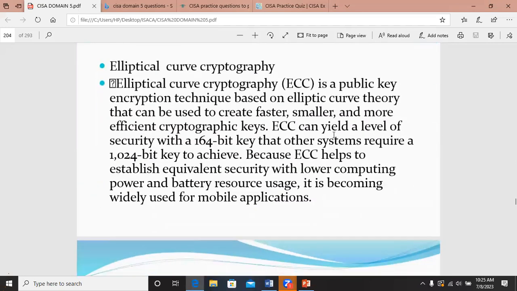So you can see it here. It's used to create faster, smaller, and more efficient cryptographic keys. ECC helps to establish equivalent security with lower computing power and battery resources. It's becoming widely used for mobile applications. So if you want to encrypt on a device that has small, limited computing power, you use elliptical curve cryptography.